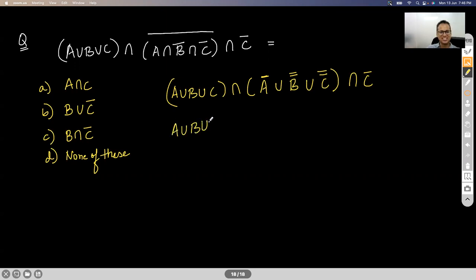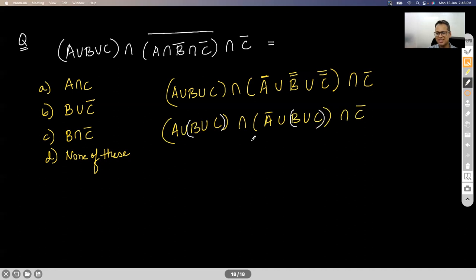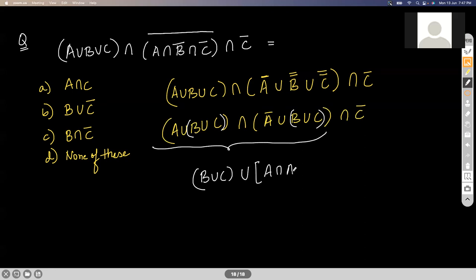Okay, so now I can write this as (A complement union B union C) intersection C complement. Now pay attention. I see this term sitting here also, and I see this term sitting here also. So can I now apply the reverse of the distributive law only on this? So I can write it as (B union C) union (A intersection A complement). Can I say that? And of course we have the intersection C complement waiting outside. Can I do this? Do let me know.